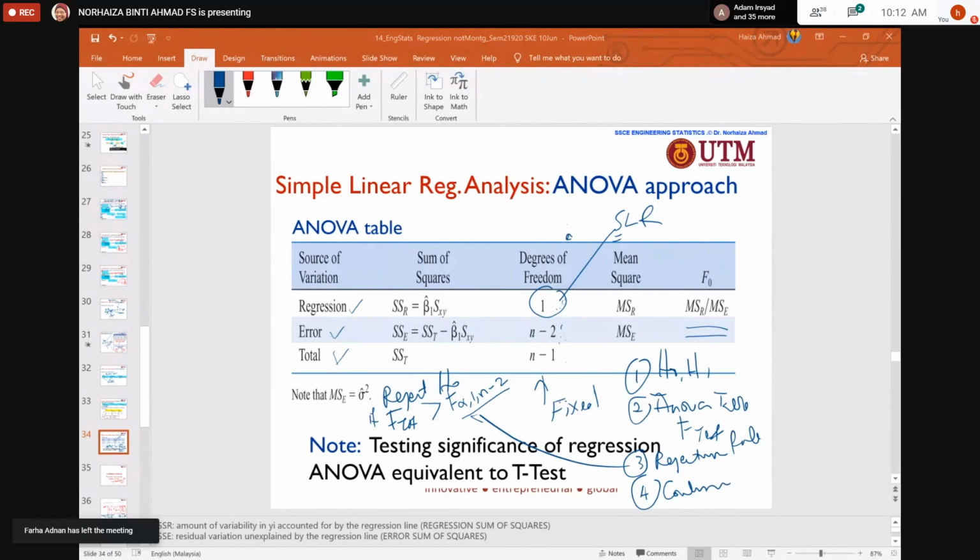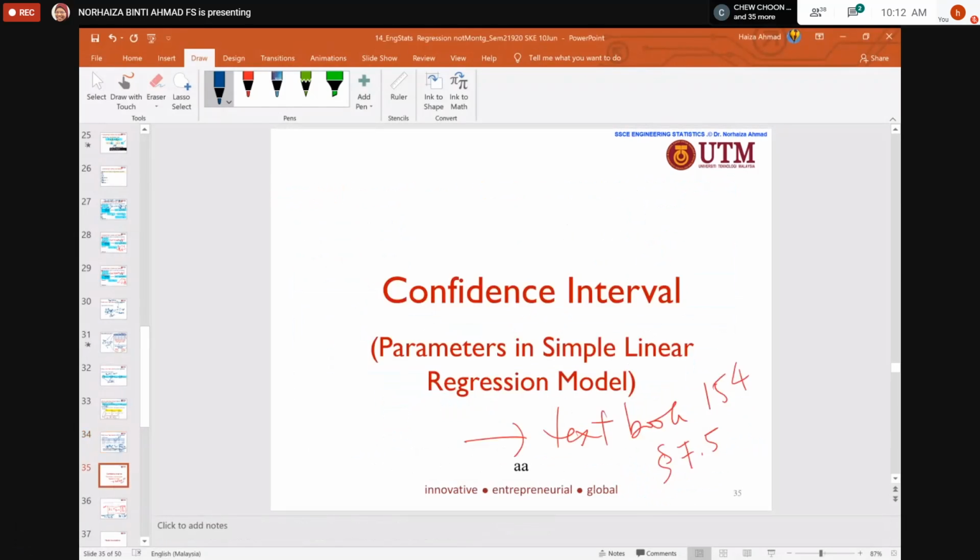Right. So, that's the hypothesis test. Again, when you have a parameter, you can also calculate its confidence interval. This is in the textbook, page 154. What do I mean by confidence interval? Why do we need to find a confidence interval for beta? Because we want to estimate the possible values that beta can take.